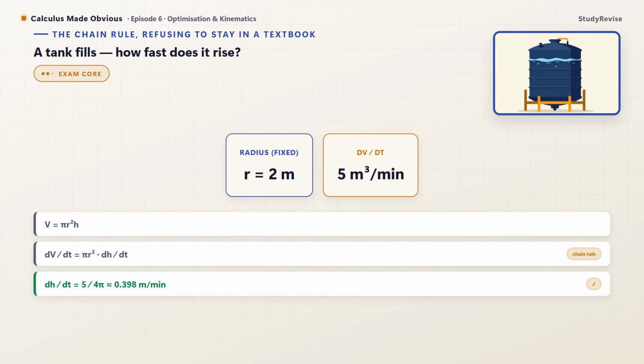Volume is pi r squared h, and since the radius never changes, differentiating with respect to time gives dV/dt equals pi r squared times dh/dt. Rearranged, dh/dt equals 5 over (pi times 4), which comes out to roughly 0.4 meters a minute.